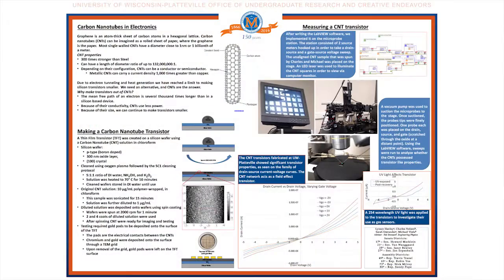First, we got carbon nanotubes from UW-Madison. They supply us with the carbon nanotubes, and we had to go through the process of fabricating the transistor, so we could get a carbon nanotube transistor that we could use. So we went through the fabrication process, and then we also imaged them using some equipment that we have at Platteville, a scanning electron microscope and an atomic force microscope.